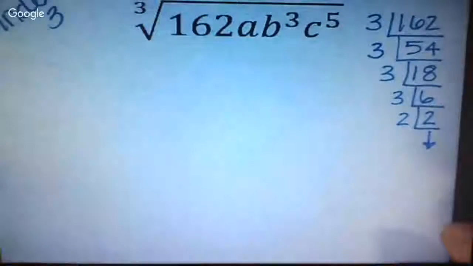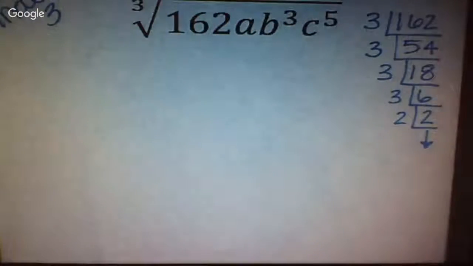I did mine totally different. Did you start with 2s? No, I did 3, 2, 3, 3, 3. You still ended up with the same answer though, right? See? We're thinking.